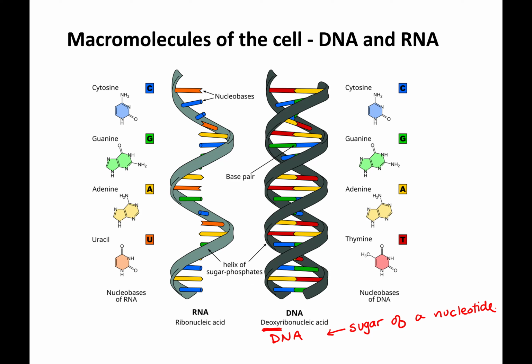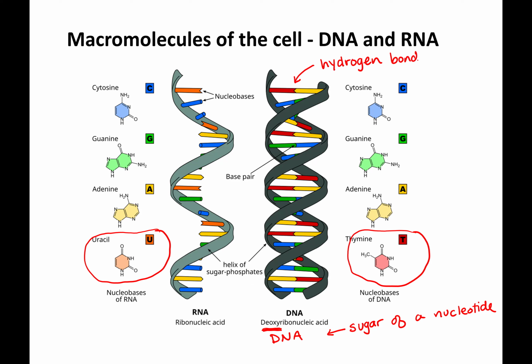A couple of things to remember about DNA versus RNA. RNA uses the nucleotide uracil. DNA uses the nucleotide thymine. DNA is normally double-stranded and held together by hydrogen bonds. RNA is generally single-stranded, but I want you to also understand that RNA folds into lots of different structures, and that also involves hydrogen bonds. So that's the big picture there.